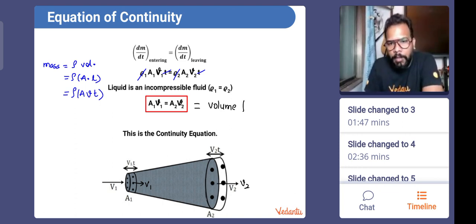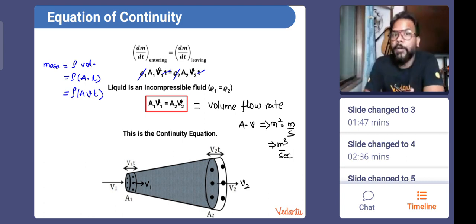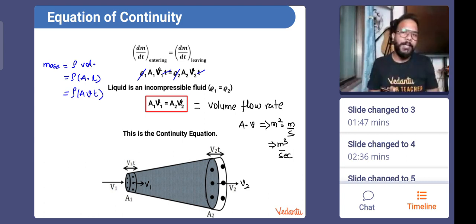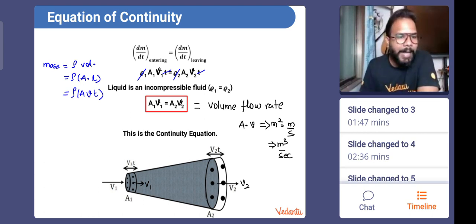This is called the volume flow rate. Why is it called volume flow rate? If you check the dimensions of A into v, area is meter square, velocity is meter per second, so the unit becomes meter cube per second. So it is volume entering per unit time equal to volume coming out per unit time, and this comes from the mass flow rate also being the same. If the density is the same, same mass entering per unit time is equal to same mass exiting per unit time, which means the same volume entering per unit time is the same volume going out per unit time.